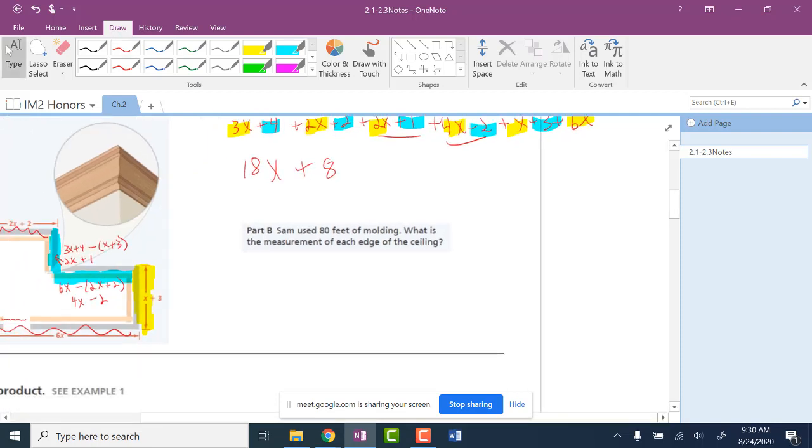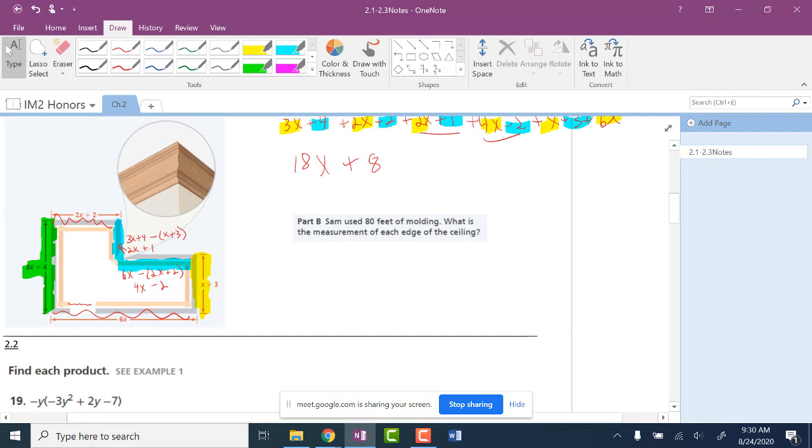And then Sam used 80 feet of molding. What is the measurement of each edge of the ceiling? Really what this ends up being is solving an equation. So this represents the full dimensions all the way around, all the molding. And he used 80 feet. So 18x plus 8 equals 80. And I hope this works out evenly.